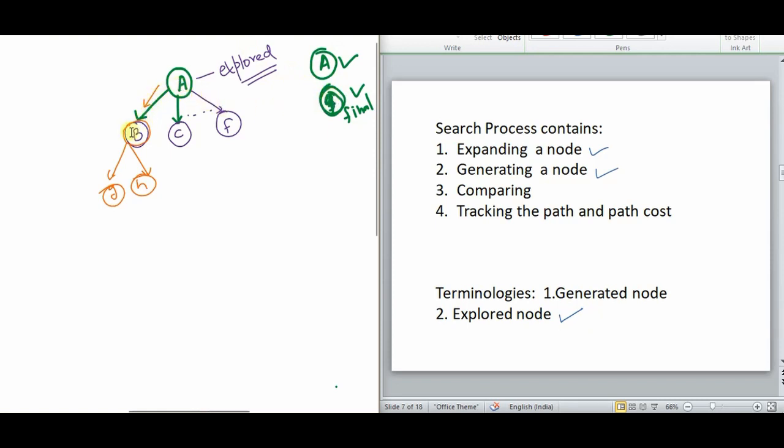At any point of time while traversing, suppose you reach the final state, then you know that you have got the answer, and you have to stop here. Although there are maybe more nodes somewhere down, you don't have to traverse those nodes. So you go on doing this process of searching, expanding node, generating node, comparing the node, tracking the path and the path cost. You do this till you reach a goal node. The moment you reach the goal node, that means you have found the path from the initial state to the final state. So you have to stop, even though there are more nodes yet to be expanded.